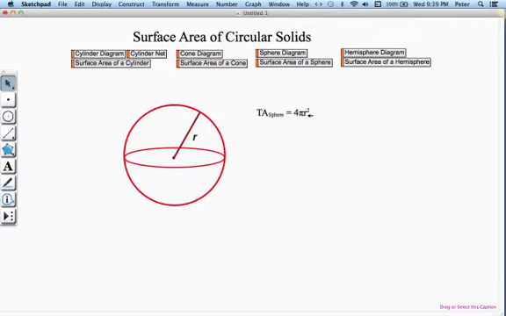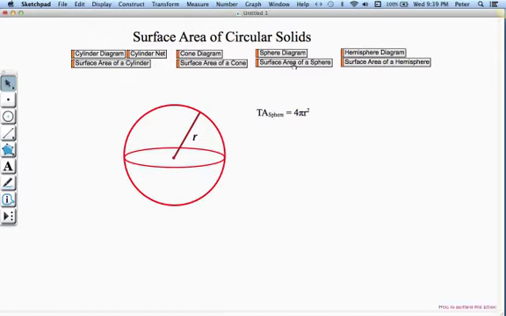There is no lateral area because there is no base of a sphere. There are no lateral edges or anything that we associate with other things like pyramids and prisms. So please get this in your notes that the total area of a sphere is 4 pi r squared.